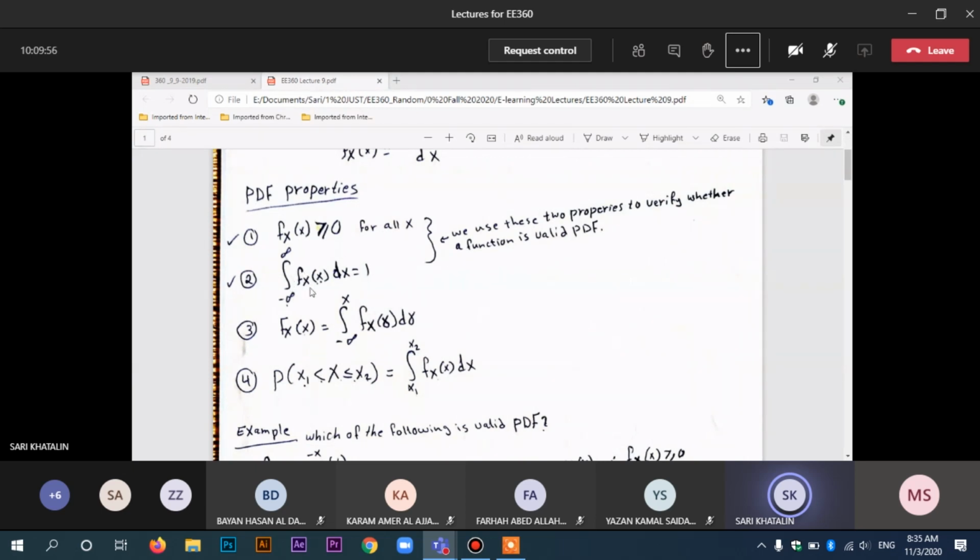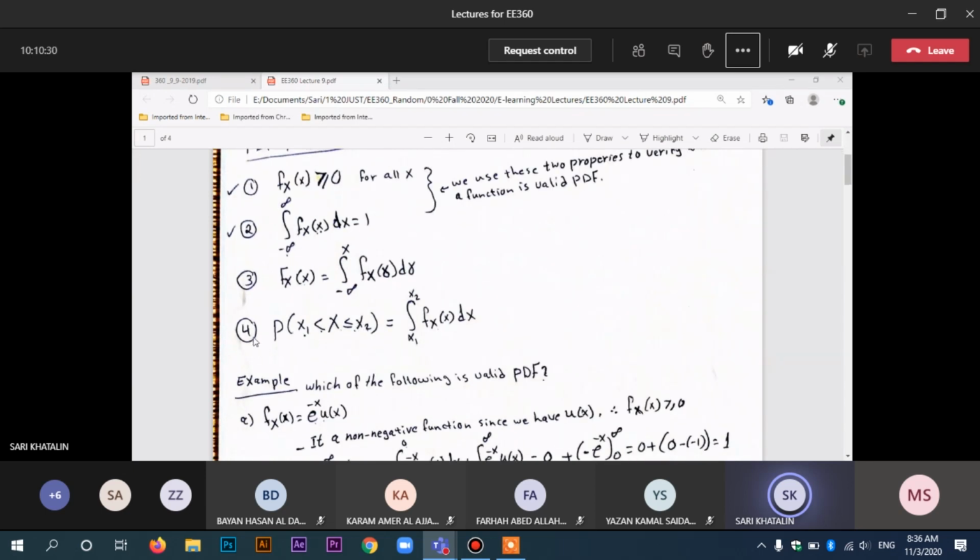The next property is that the area under the PDF must be equal to 1. So if you take the integration from minus infinity to infinity of the PDF, you will get 1. The third property is that if you have the PDF, you can find the CDF of x by taking the integration of the PDF from minus infinity to x, as you can see here.